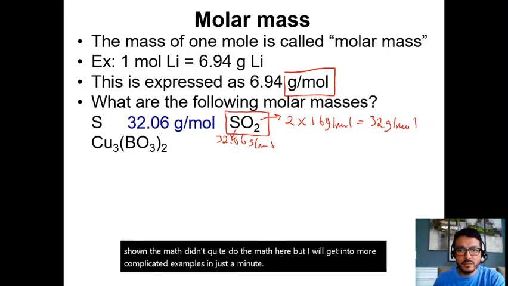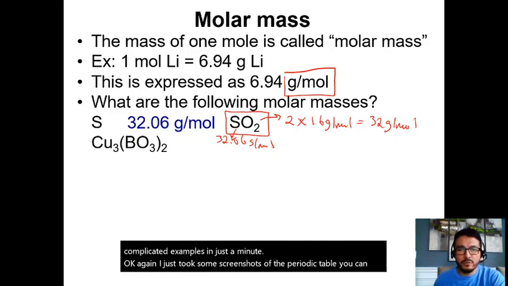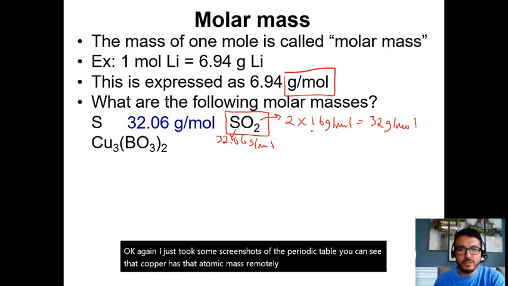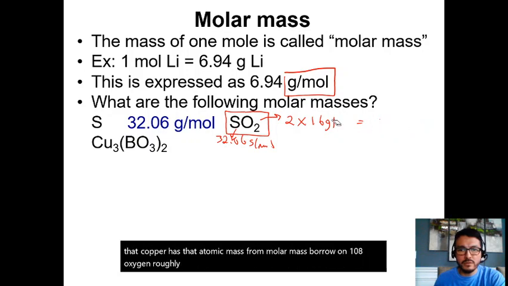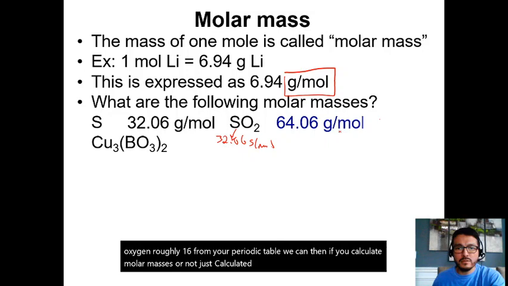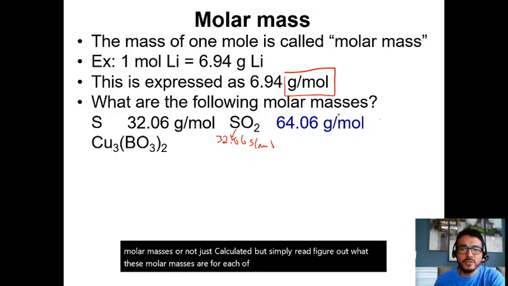Now I'm going to erase this so I can make room for the answer. But essentially it's just these two numbers. So let's erase that and see what the answer is. 64. There we go. So 64.06 grams per mole for sulfur dioxide. So this is the first time we've seen that we've calculated the molar mass not just for an element but for a molecule.